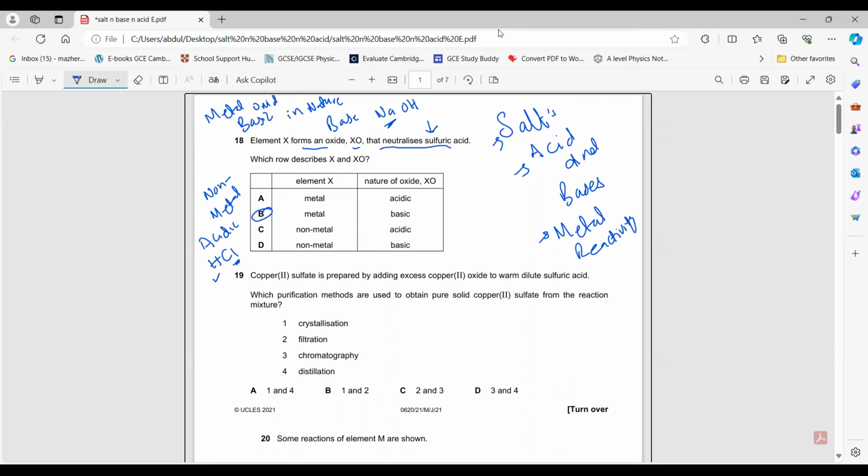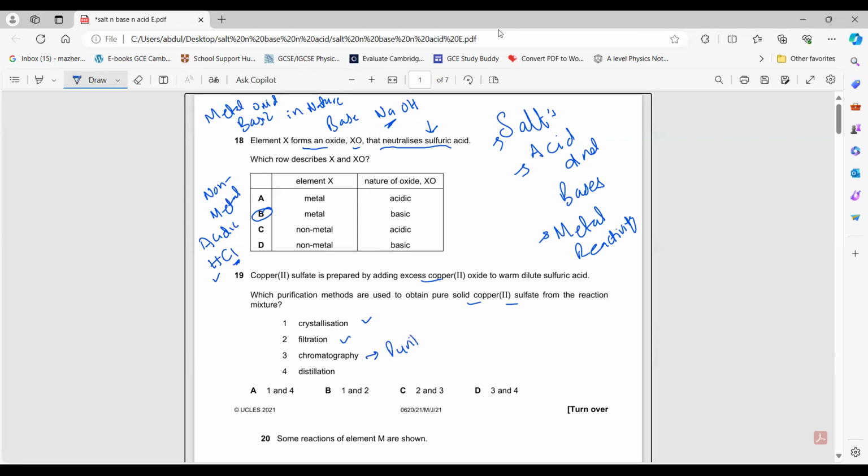Good. Then they have said copper sulfate is prepared by adding excess copper oxide to warm dilute sulfuric acid. Which purification methods are used to obtain pure solid copper sulfate from the reaction? Crystallization must have, filtration must have, and distillation and chromatography is not required. Because there is solubility involved here. Chromatography, what do we mostly use it for, what purpose?